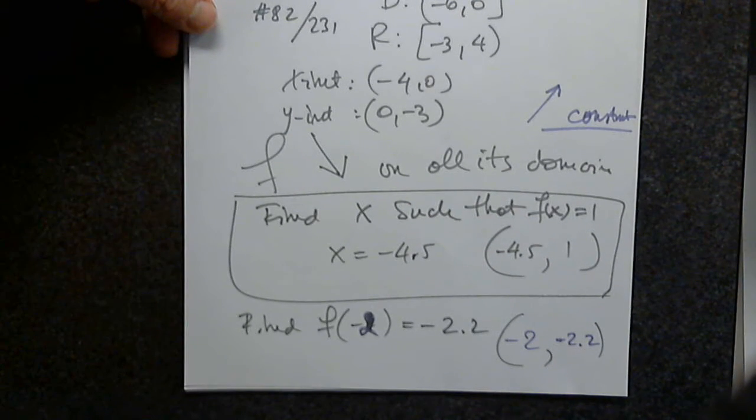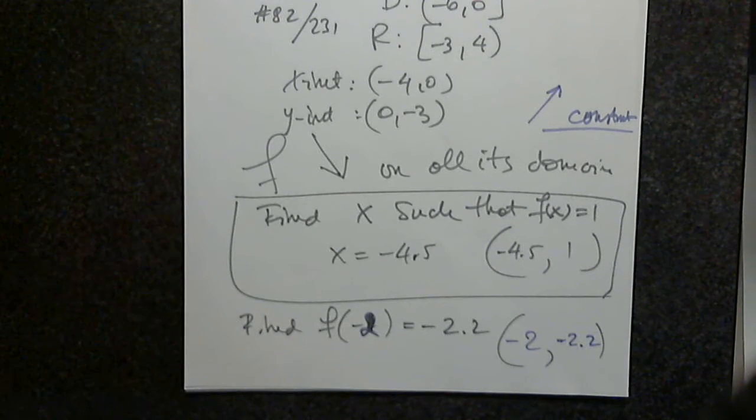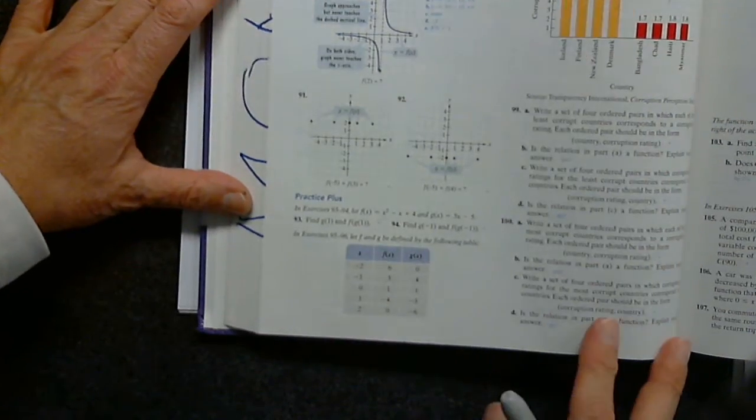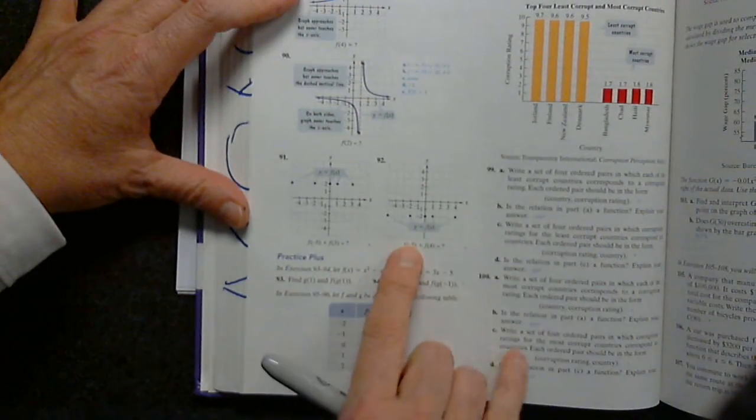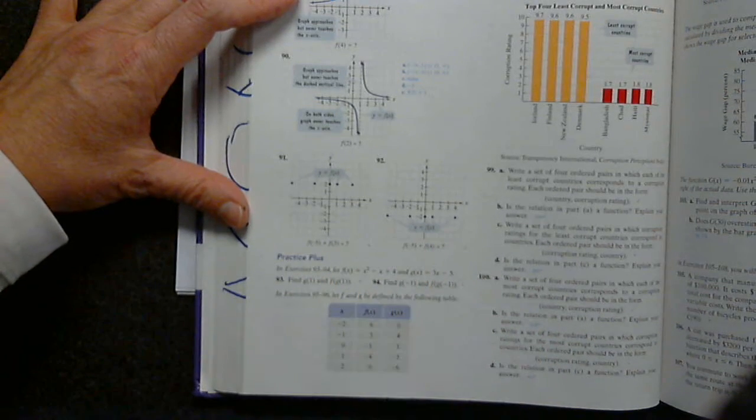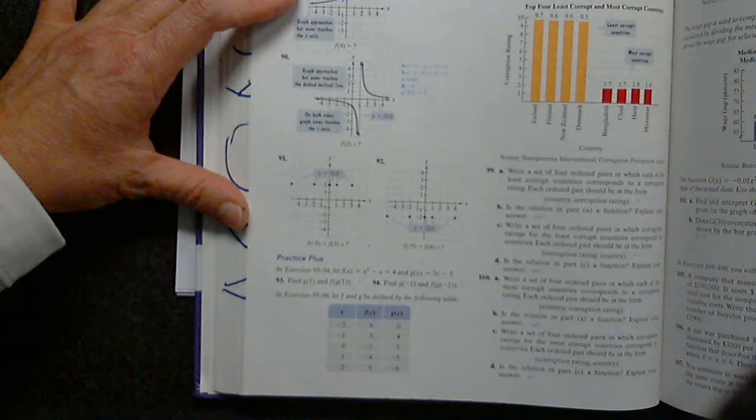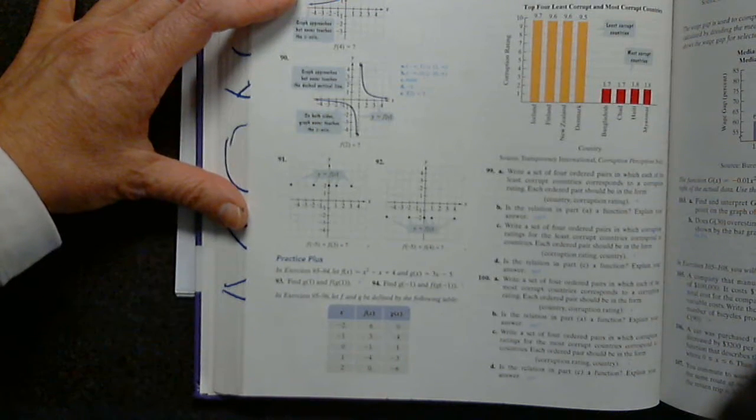Any questions here? Okay, what if I have a graph like this? I want to look at 92 for a second. Okay, here it is. So here's a function. Oh, by the way, was the previous graph a function? Yes, by the vertical line test it was a function.